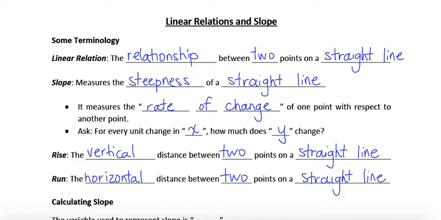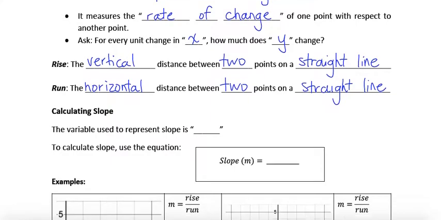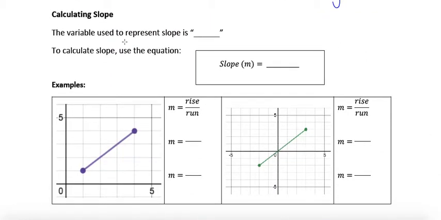When we're calculating the slope based on a graph, we want to look at the rise and the run. In grade 10, you're going to use the variable m to represent the slope. So the slope of a line is referred to as the letter m. And to calculate the slope, we use the equation rise over run.